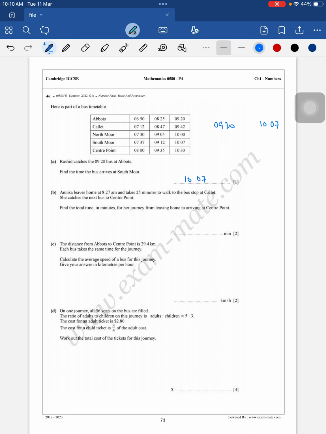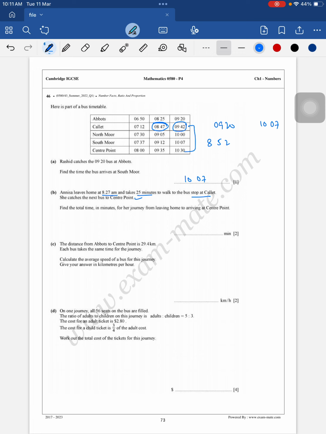Okay, Anessa leaves home at 8:27 a.m. and takes 25 minutes to walk to the bus stop at Calais. 8:27 she is departing and taking 25 minutes to walk to the bus stop at Calais. So definitely first we will sum 25 minutes with 27. We are getting 52. So she is reaching Calais at 8:52. So she is missing this bus. So she must be catching this bus. Okay. She catches the next bus to the center point.